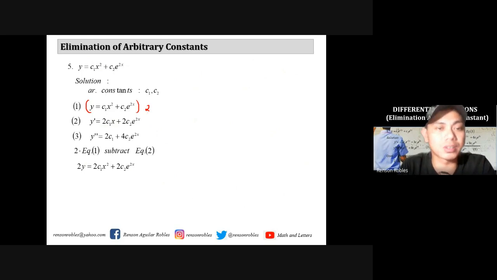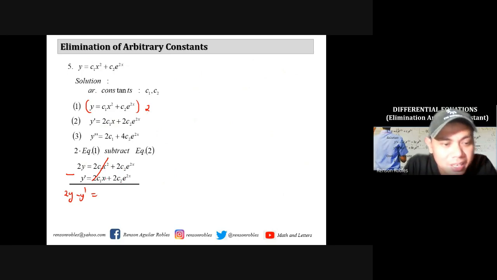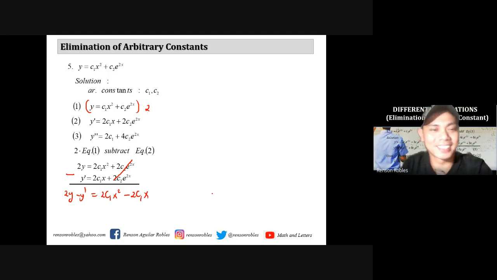And then we subtract equation 2. So you shall have 2y minus y prime, right? Equals, this will become 0. And then we shall, oh, no, this is not 0. Sorry. This is not 0 because this is x squared and this is x. So you have 2c1 x squared minus 2c1 x. And then this will become 0. That's it. Okay. So this will be marked equation 4. Right. That is our equation 4.